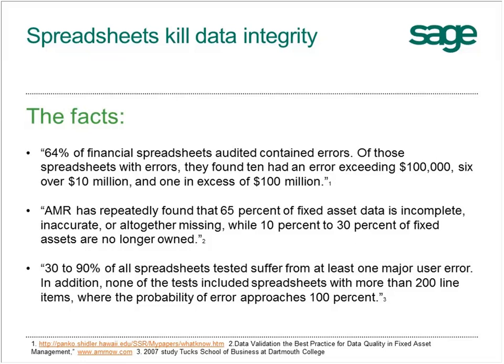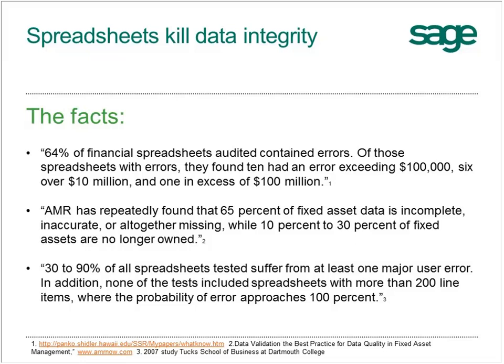Furthermore, the Tuck School of Business at Dartmouth did some tests, and they realized that 64% of financial spreadsheets audited contained errors, and some of those errors were in excess of 100,000, 6 were in excess of 10 million, and 1 was in excess of 100 million. And furthermore, they determined that of those 60 to 90% of spreadsheets that contained errors, those were spreadsheets that contained only 200 line items. So the probability of errors being contained in spreadsheets greater than 200 line items almost increases to 100%.